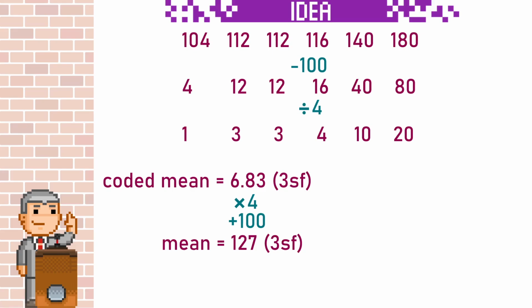We can do the same with the standard deviation, but we need to be careful though. The standard deviation compares each piece of data to the mean, so it doesn't care where our data is, only the scale of the distance from the mean. We therefore only need to divide the standard deviation by 4 and not add the 100.